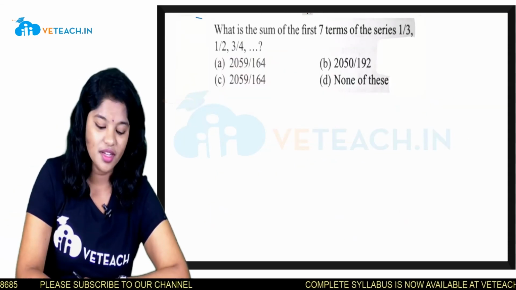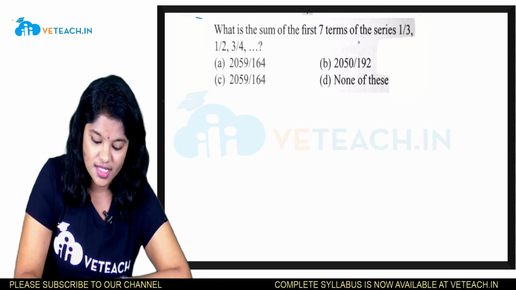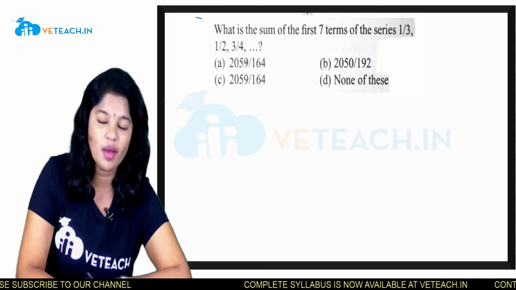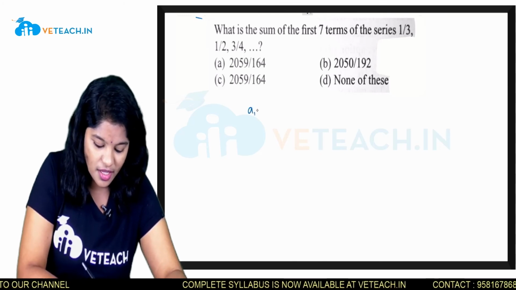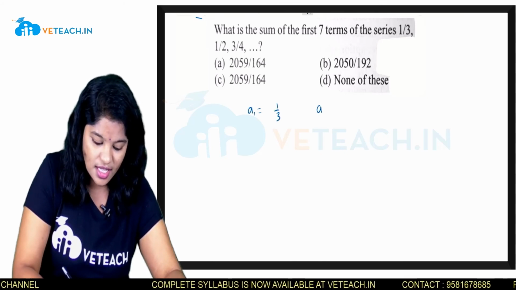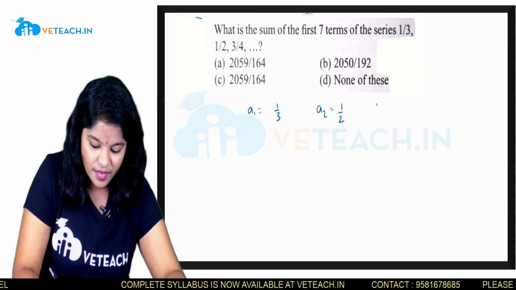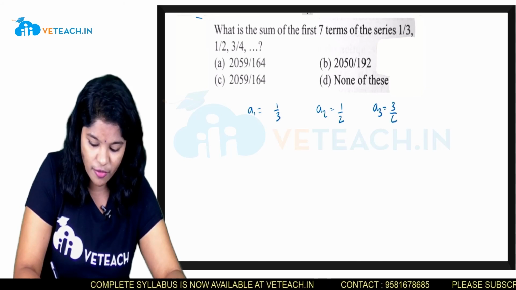See the next question. What is the sum of the first 7 terms of the series 1/3, 1/2, 3/4? Since we can observe that the first term is 1/3, the second term is 1/2, the third term is 3/4.